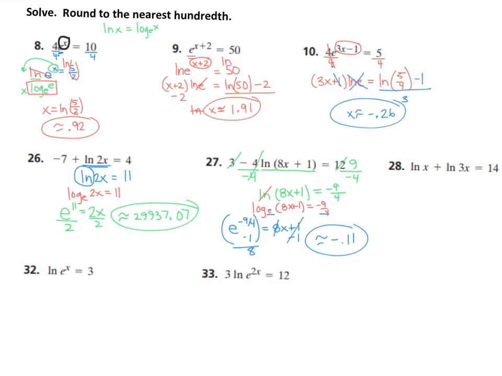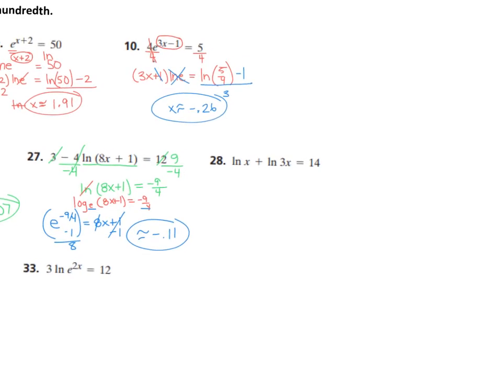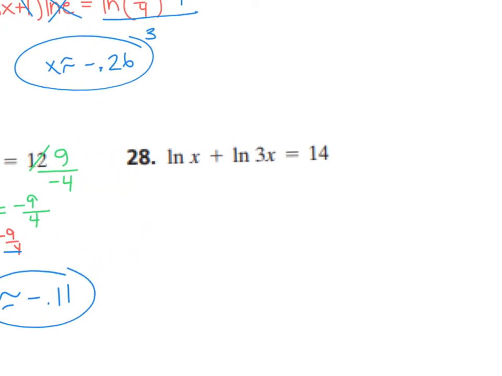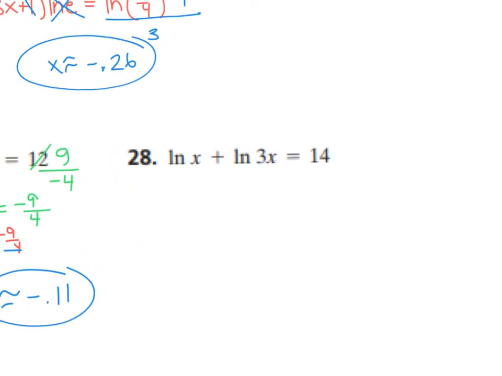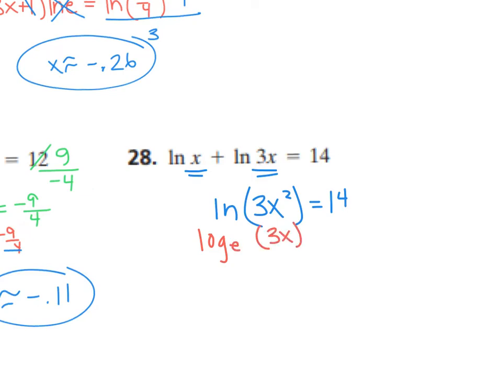Okay, 28. I'm going to write this one as a single natural log first. So I'm going to use the properties of logs, and I'm going to multiply x times 3x. So I'll get 3x squared equals 14. So once I have it as a single natural log, I can write it as log base e of 3x squared equals 14.